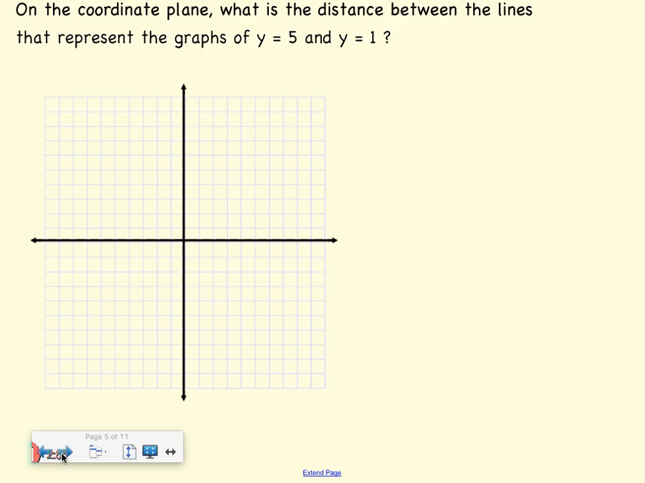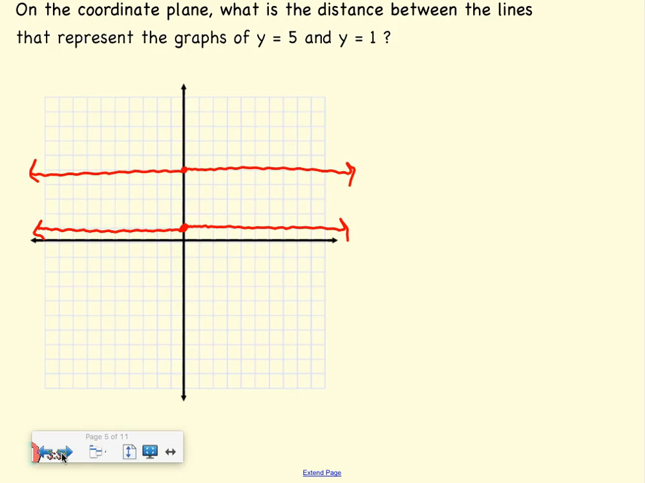So this first one says find the distance between graphs y equals 5 and y equals 1. So y equals, is that this way or this way? This way. Everyone, 1, 2, 3, pick one. Ready, set, go. 1, 2, 3, go. It's this way. It goes through the y-axis. So y equals 1 goes through 1. Oh, the line. 1, 2, 3, 4. So those are my two lines, and we're asked to find the distance between them.